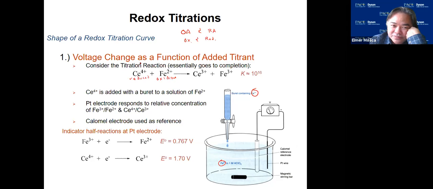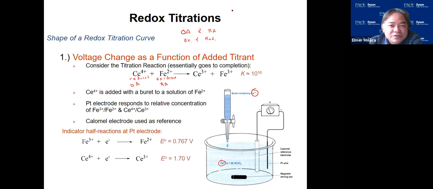Okay. Now, the next question. What is the role of your Ce4+? Is it your oxidizing agent or your reducing agent? Okay. So your Ce4+ is your oxidizing agent. So that makes this the reducing agent. Very good.